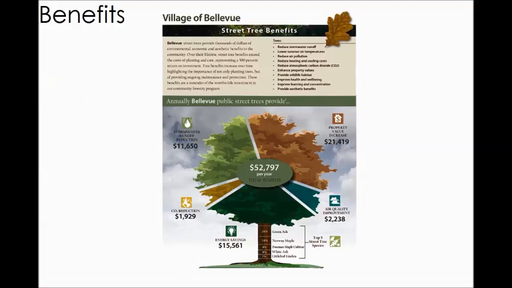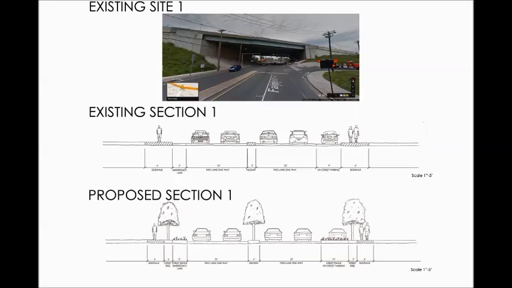This was another quick study that someone else did. It's for Bellevue, the village of Bellevue, and it kind of just breaks down how much money they save a year and how many emissions they lose. A lot of this for my project was just backup towards why I was going to bring green streets and urban forestry to the city.